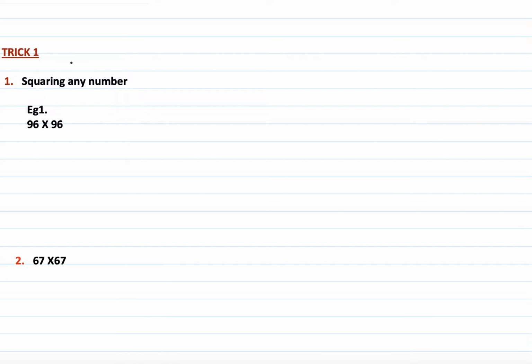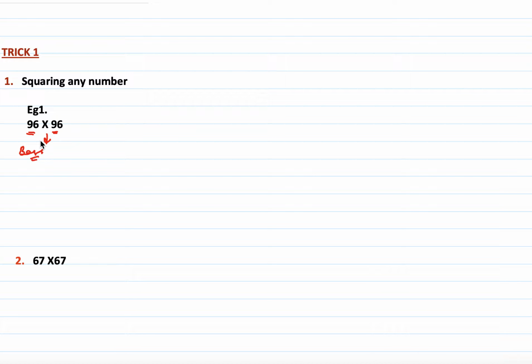The trick is about squaring any number, not just a specific unit digit. It could be any number. So as you all can see, I have taken a number here, 96 into 96. What is our trick here? What is our main funda here is we have to choose a base.